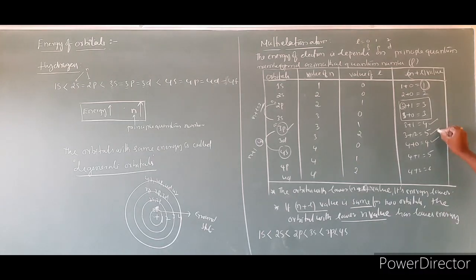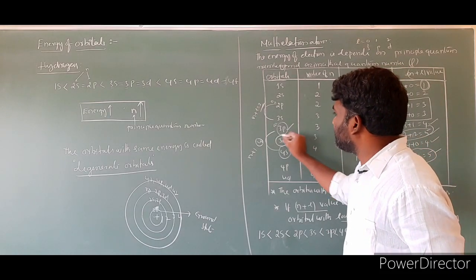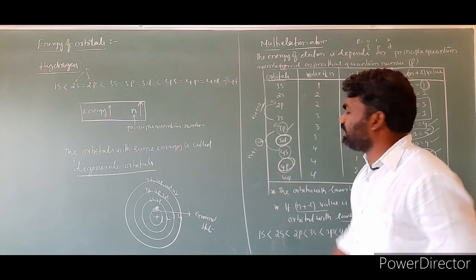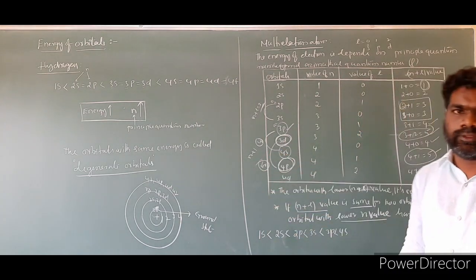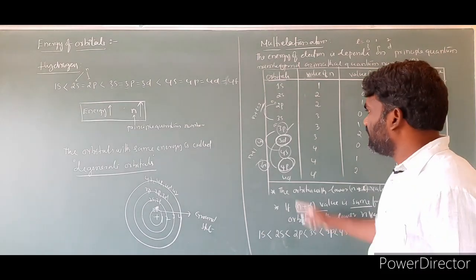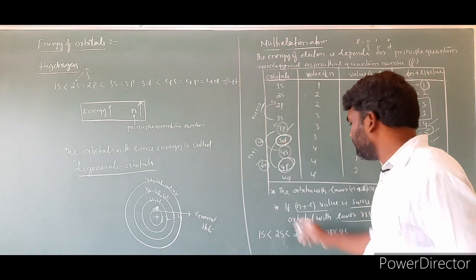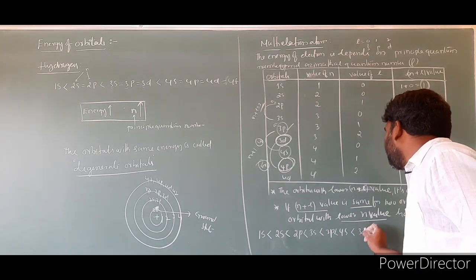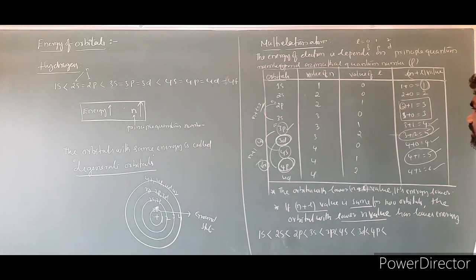Next, 5 and 5, these two orbitals: 3d and 4p. 3d and 4p have the same n plus l value, equal to 5. So which has more energy and which has less energy? The one with less n value. Here 4p, here 3d. 3 is the lower value, so 3d is less than 4p. The remaining only one is 4d.